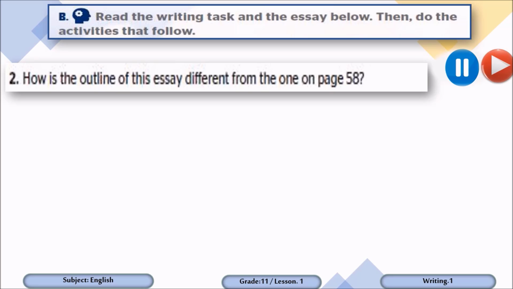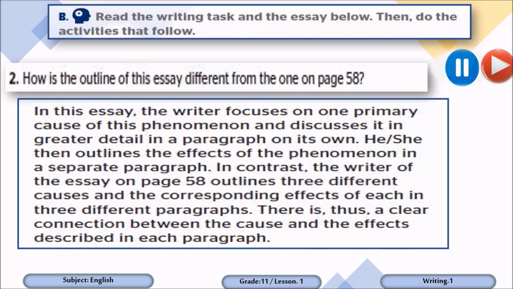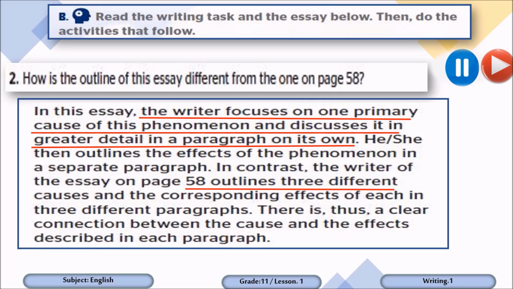Okay, let's check the answers. In this essay, the writer focuses on one primary cause of this phenomenon and discusses it in greater detail in a paragraph of its own. While in the essay on page 58, the writer outlines 3 different causes and corresponding effects of each in 3 different paragraphs.